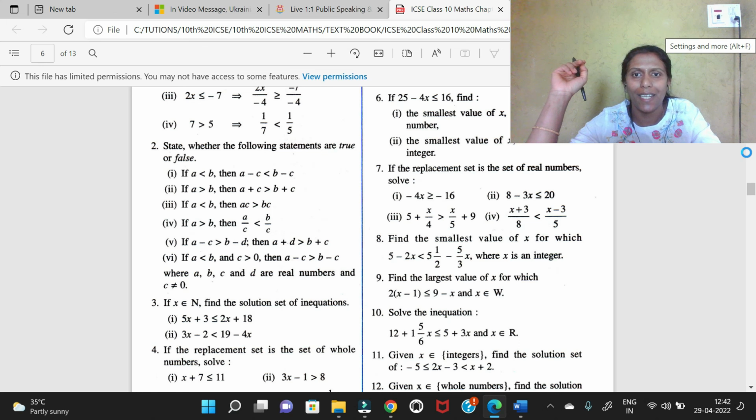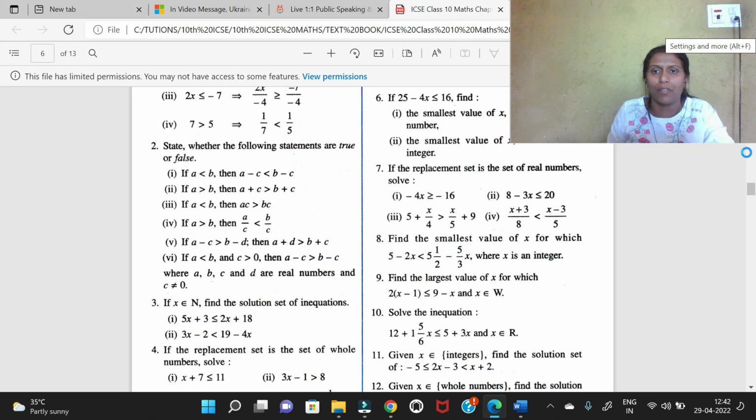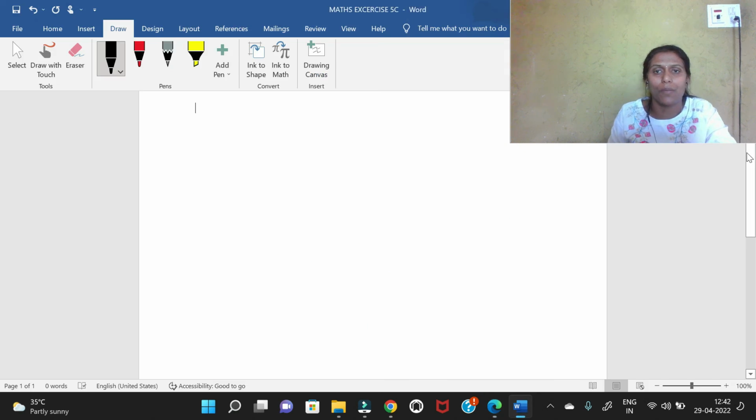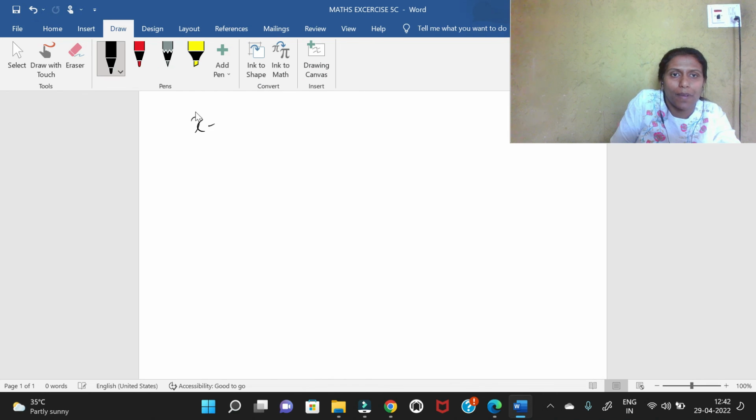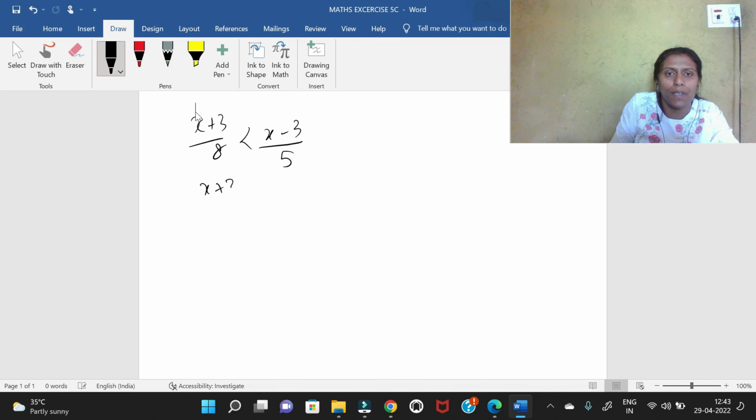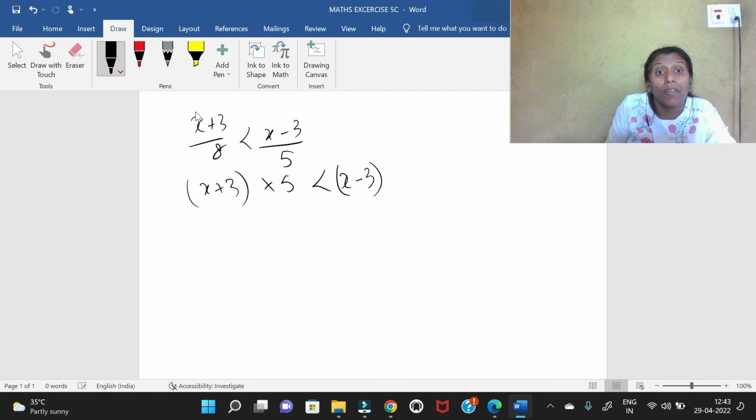Having said that, now let's move on to exercise 4a, the 7th question, the last one we are left with: x plus 3 by 8 less than x minus 3 by 5. All right, x plus 3 into 5. Am I eligible to do this cross multiplication? Yes, any operation we can do, but we need to be very careful while we are changing the sign, as we thereby change the relationship.